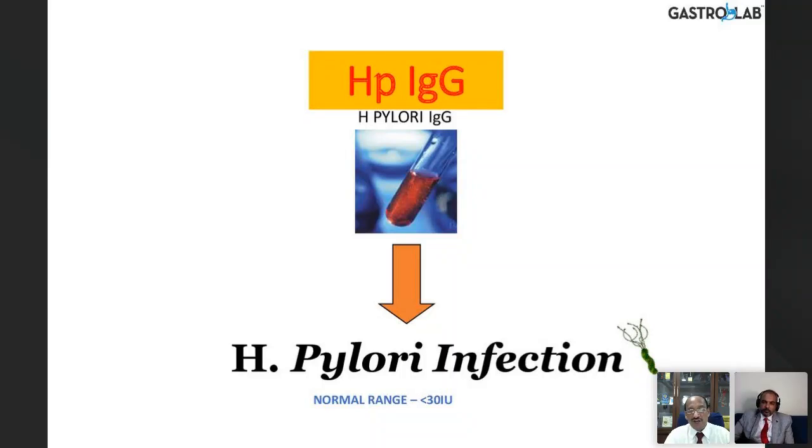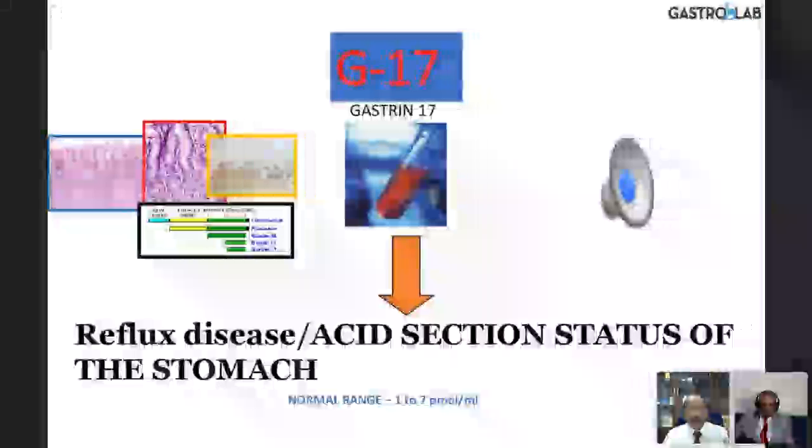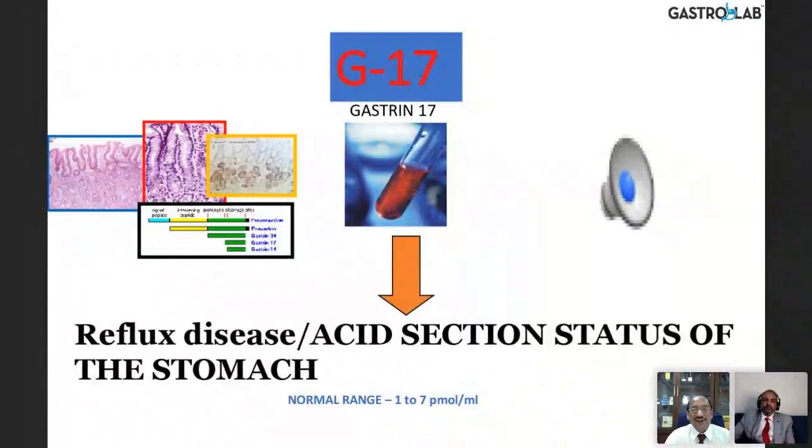So anything below 30 says no H. pylori infection likely. Anything above 30 could be an active infection or a recently treated H. pylori infection, right? So the G17, which is a gastrin, which is a hormone. The previous one was a zymogen, which is an enzyme, the pepsinogen 1 and 2. This is a hormone, produced from the antral G cells. As you see here, there's a pregastrin and then gastrin 34, 17, and 14, out of which the 17 is the active moiety.